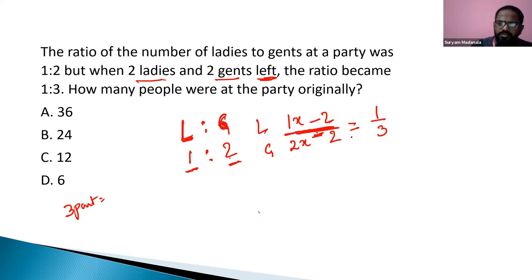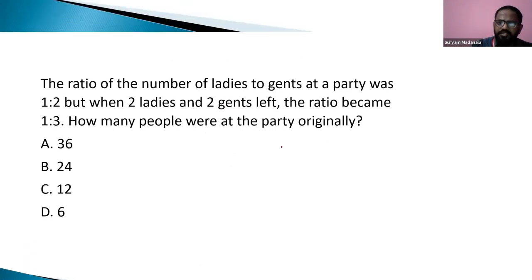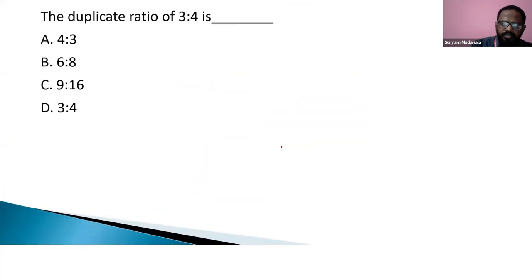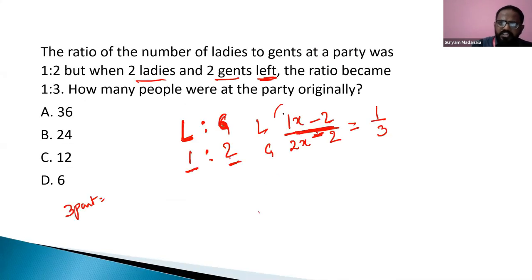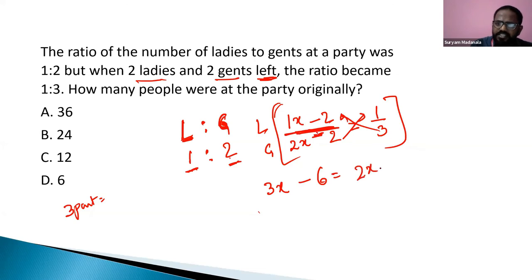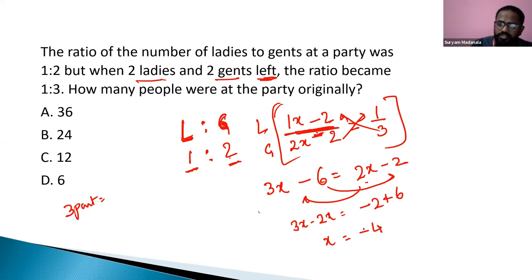Now what I do, I try to solve this equation. Now, this is multiplied here. This is multiplied here. So you get 3x minus 6 equal to 2x minus 2. So this goes over here and this goes over here. So you get 3x minus 2x equals 6 minus 2. You get x equal to positive 4. You get x equals to 4.